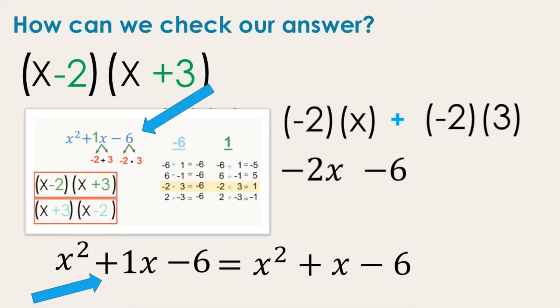Because when we worked backwards, we ended up with the same trinomial that we started off with before we factored, that is how we know that our product of binomials that we got as our answer when factoring is correct.